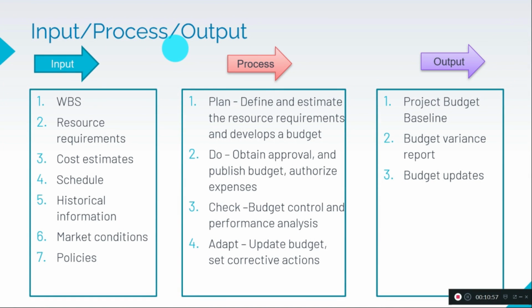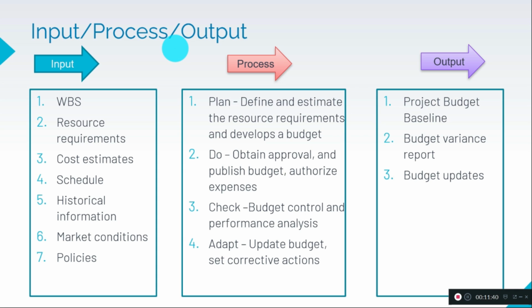So let's go into the depth of this cost management. What are the input, process, and output in project budgeting? As input, we need the work breakdown structure and resource requirements, cost estimates for the work breakdown structure, and the schedule, meaning the time duration required for this project to complete. Historical information: we take similar kinds of projects, and based on that we come up with the cost and budget. Also market conditions and organization policies.